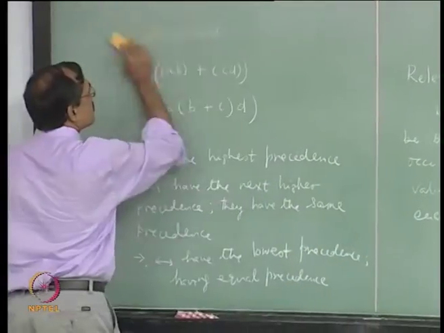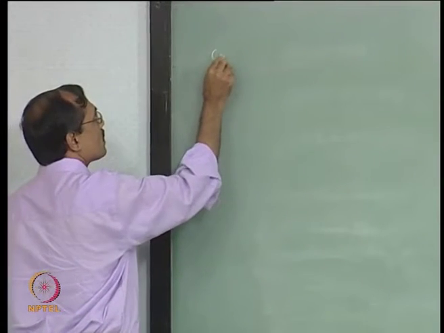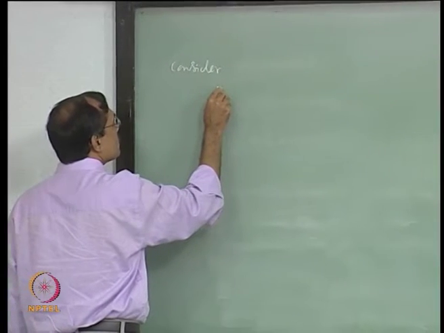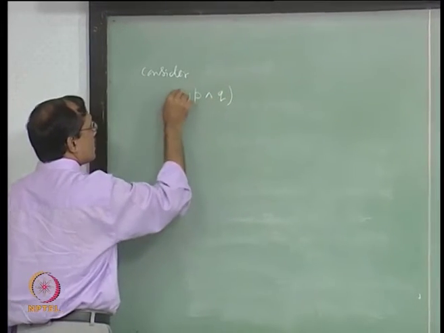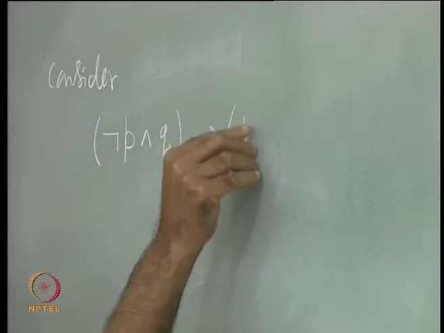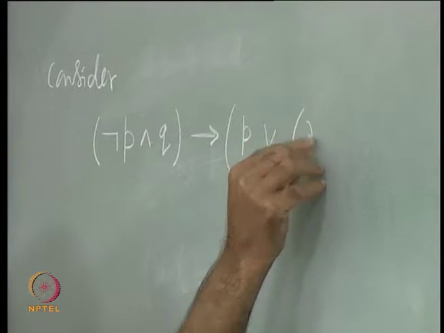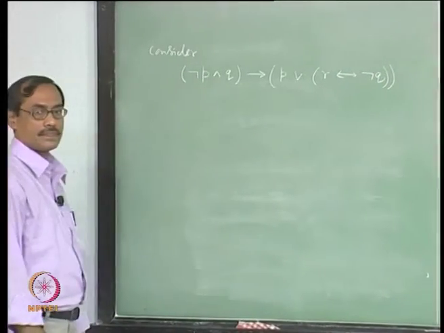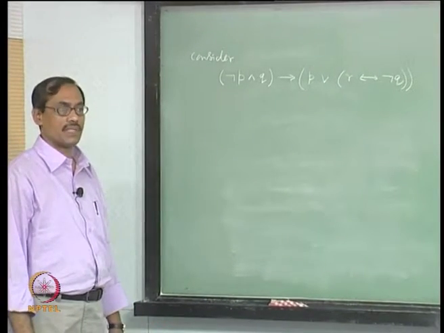Okay. Let us see some example of how the interpretations are used. Consider a proposition W which looks like this. We want to evaluate it under various interpretations.